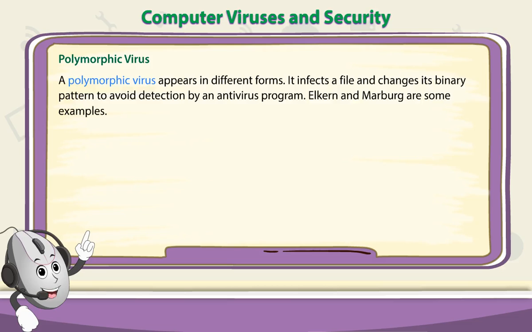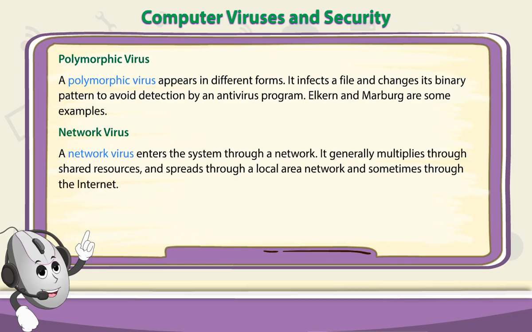Polymorphic virus. A polymorphic virus appears in different forms. It infects a file and changes its binary pattern to avoid detection by an antivirus program. Elkern and Marburg are some examples.